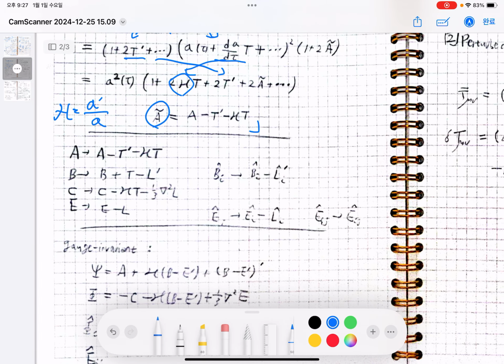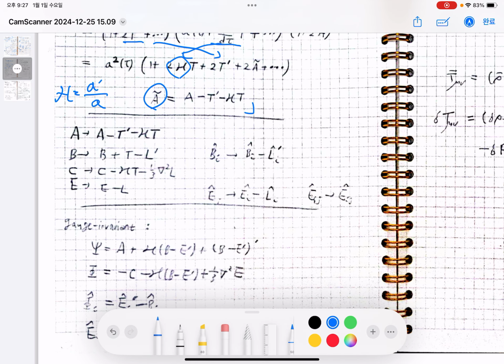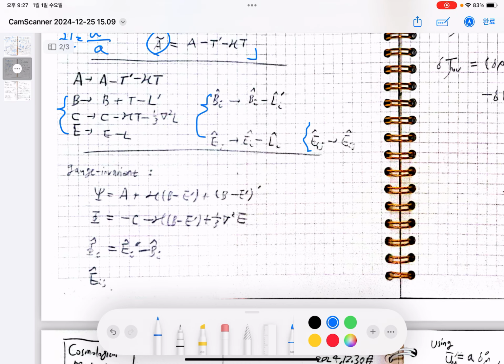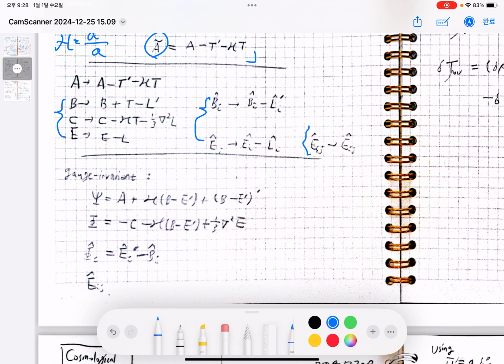And similarly, we can do the same thing for the other quantities, like the other scalar B and E, and the other vector quantities, B_i and E_i, and the other tensor quantity. And by defining the combinations of some specific quantities, we can find the gauge invariant terms. So the E_ij is gauge invariant, and we can bound some scalar quantities, psi and pi, as the linear combinations of A, B, E, such a thing.